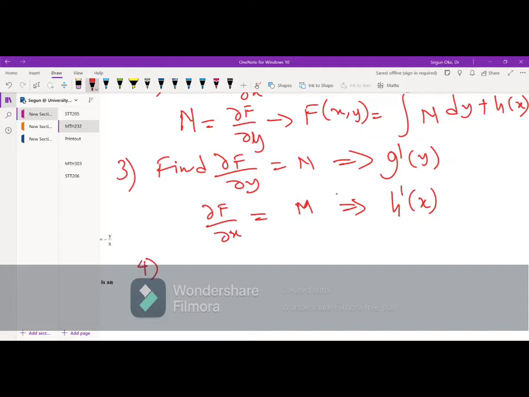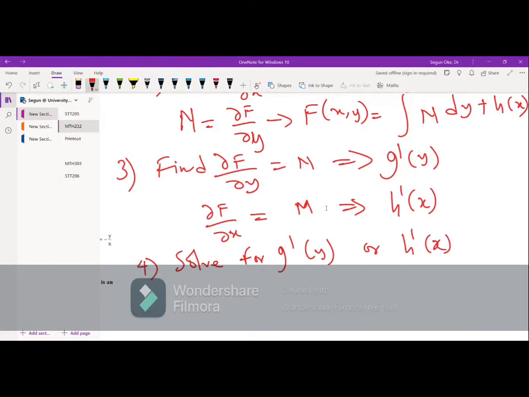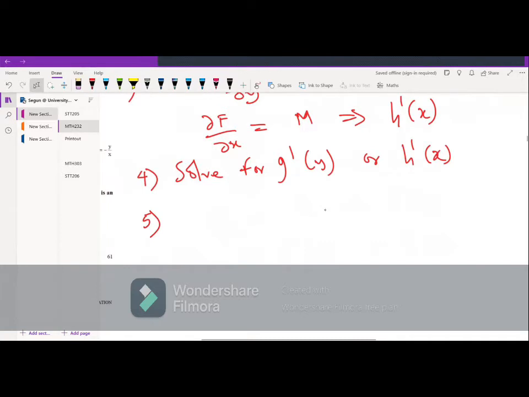Then step 4 is to solve for g prime of y or h prime of x. It depends on either of the two that you are using. After you've done that, step 5 is to find g of y or h of x.